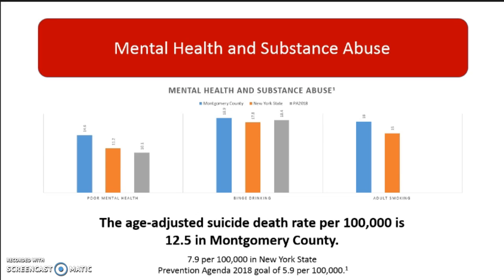In addition, the binge drinking and smoking rates among adults are higher in Montgomery County than elsewhere in New York State. A number of key informants listed suicide as a concern in St. Johnsville. Data show that the age-adjusted suicide death per 100,000 people is 12.5 in Montgomery County, as compared to 7.9 in New York State. The Prevention Agenda 2018 goal is even lower at 5.9 per 100,000. Clearly, work needs to be done in this area as well.